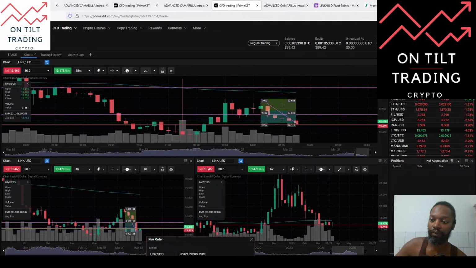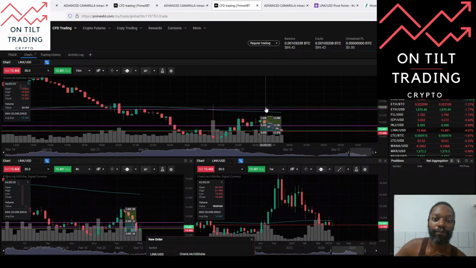And next up we have Chainlink. Chainlink, I'm seeing setting up this morning very similar to Litecoin, a bit different. This looks like it's going to need quite a bit of pullback here, but I'll walk you through what I'm seeing on my charts.